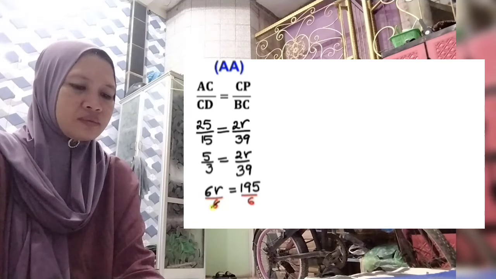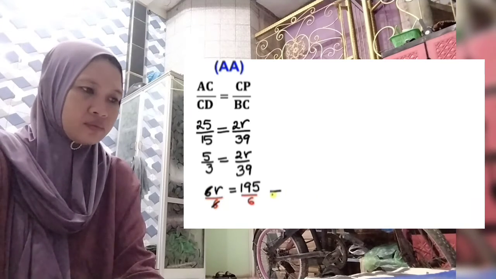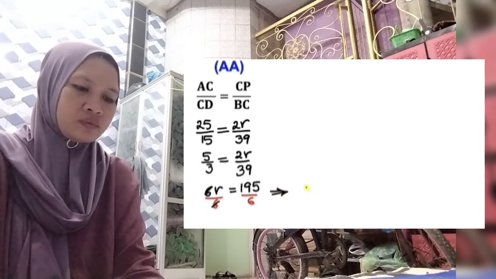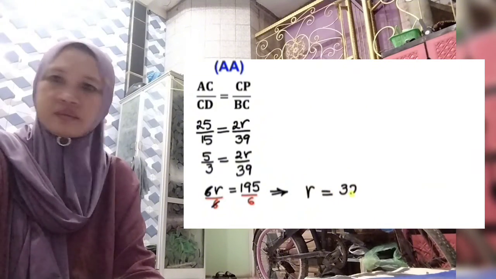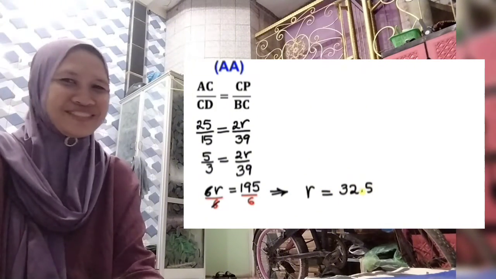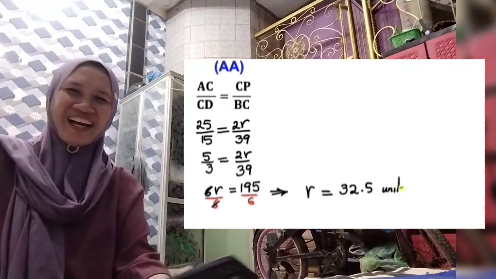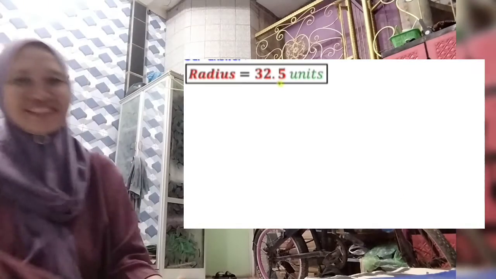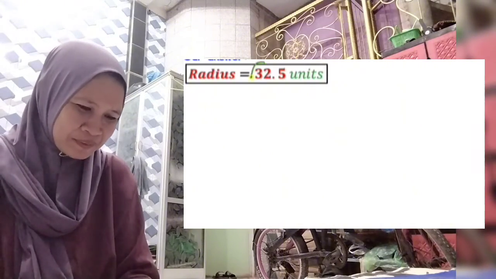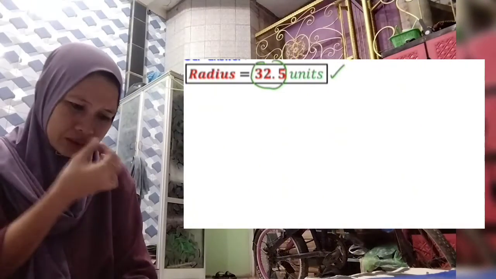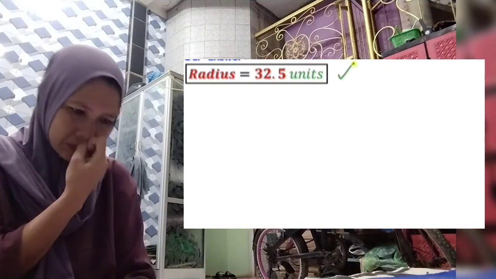And here we can see this 6 and 6 is gone. So therefore our radius lowercase r turns out to be equal to 32.5 units. So thus, after all the calculations and manipulations, the radius of this circle turns out to be 32.5 units. And that's our final answer.